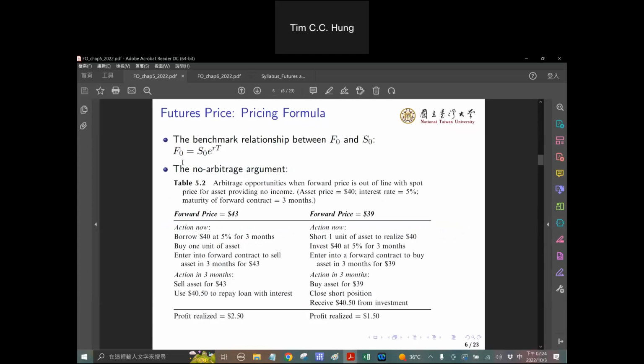So basically, the idea is very straightforward. The futures price that's set up today should be the underlying asset's spot price today, carried forward by multiplying it by exponential to the power of RT, where R is the continuously compounded risk-free interest rate for such periods, and T is the time horizon before maturity of such contract.